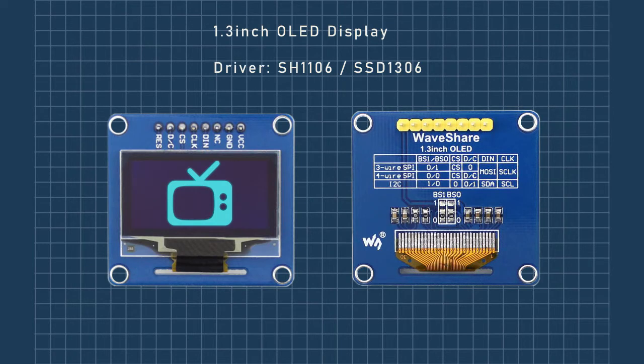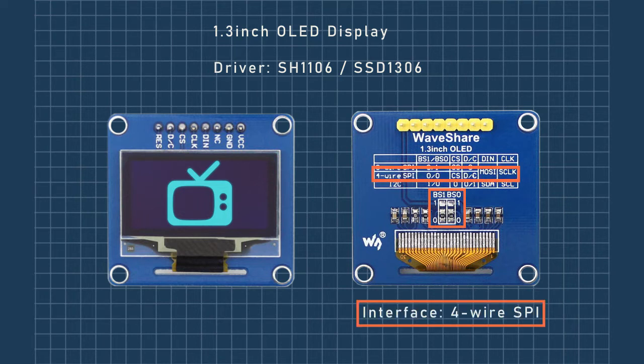We use a single-color display on the SH1106 chip. Pay attention to these resistors. They define the interface type. In my case, the default is selected: 4-wire SPI.